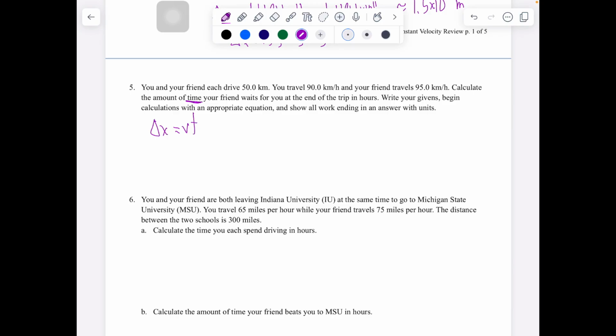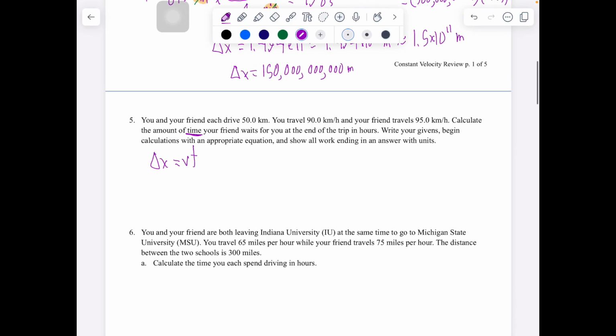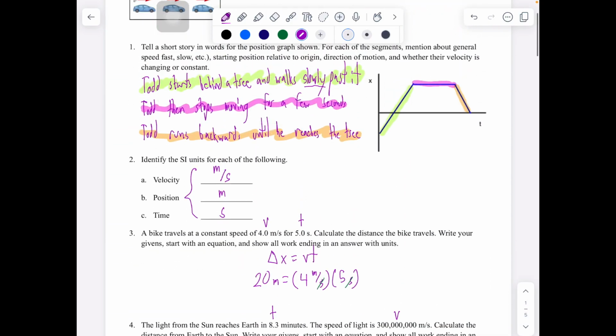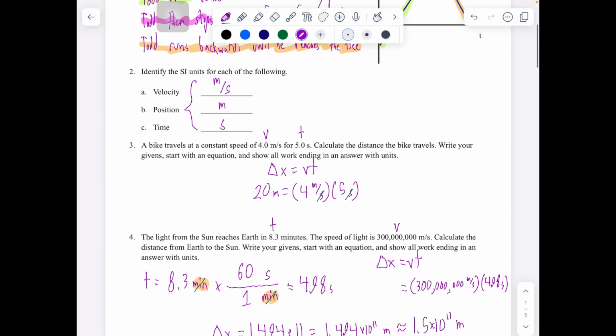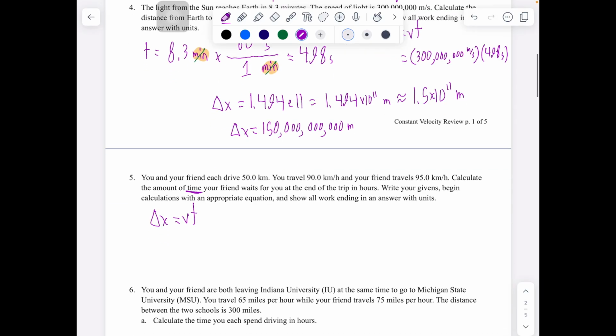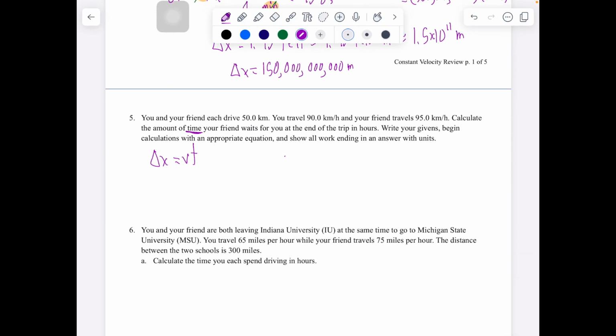You're traveling 90 kilometers an hour. Here, you might ask, wait a minute, Mr. Rosauer, shouldn't we convert our units? And you absolutely could, but there's something really neat that's going to happen. Let's try our first part. We know we have a velocity of 90 kilometers per hour, and we are driving 50 kilometers.